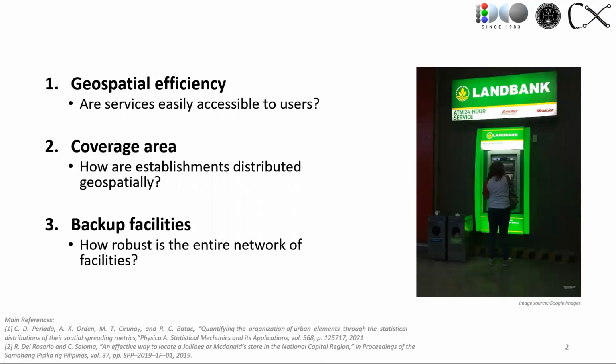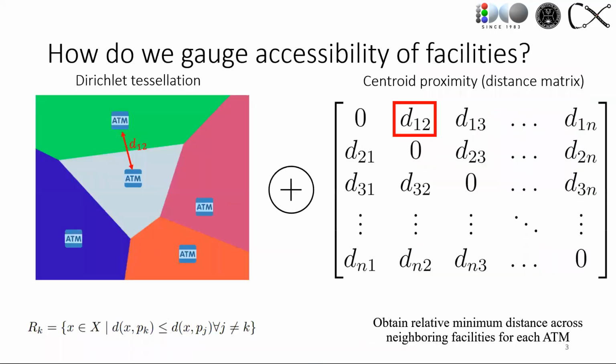Accessibility of facilities is a major component of a geospatially well-constructed community. Hence, we expect that access to such is of the most convenience to users and residents. We want to examine how geospatially efficient facilities are in the country. In other words, are services easily accessible to users? We also look into the coverage area to see how establishments are distributed throughout the country. Lastly, we identify proximity of backup facilities to determine if the network of facilities is truly robust enough.